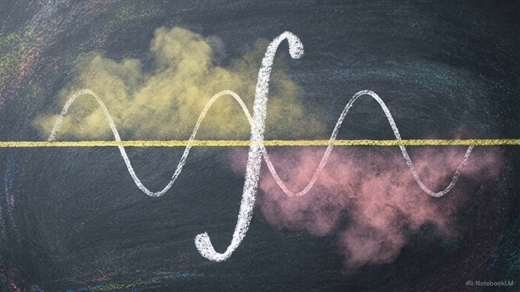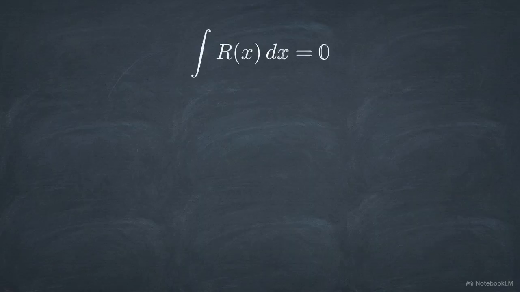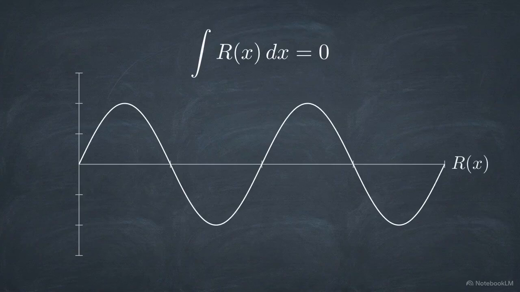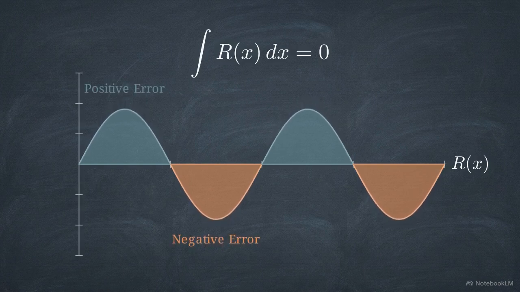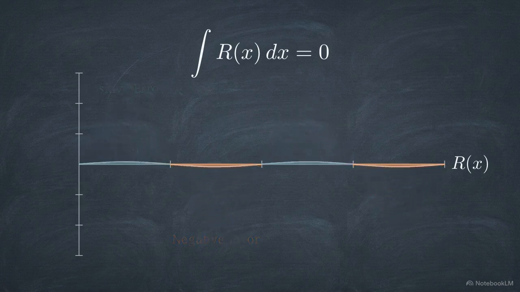The most intuitive way to balance this error is to integrate the residue across the entire domain and set the result equal to zero. This equation represents the raw integral of the residue function, r of x, set to zero. By evaluating this integral, we sum the area under the curve. The positive error peaks mathematically cancel out the negative error valleys, resulting in a net zero total.